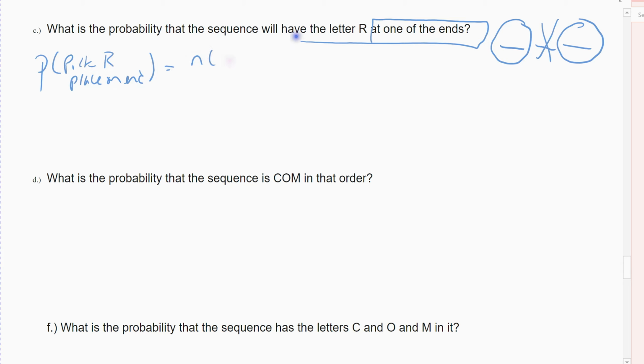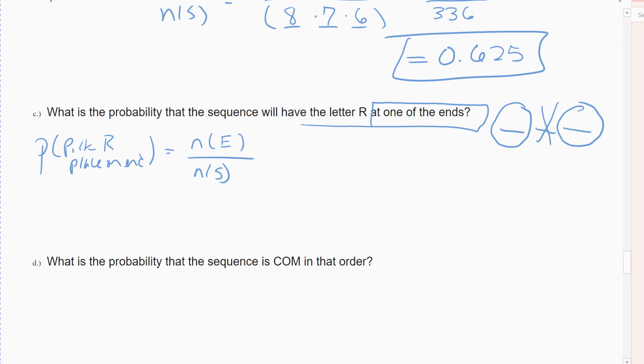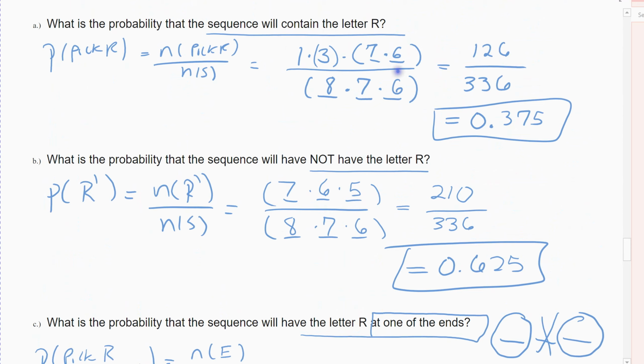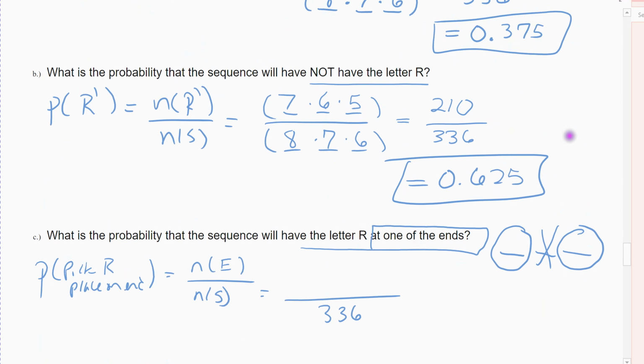Well, it's the number of ways to do that, the number in my events over the number in my universal. I'm not going to write out the universal set. We know it's 8 times 7 times 6, which is 336. So 336 for my universal. But basically it changes the first one by 1 number. So what's going to change is this 3.